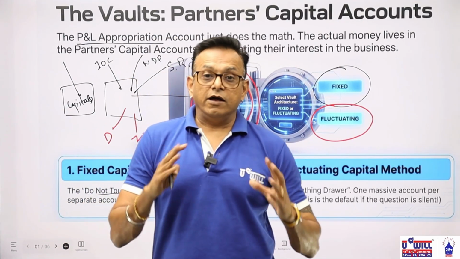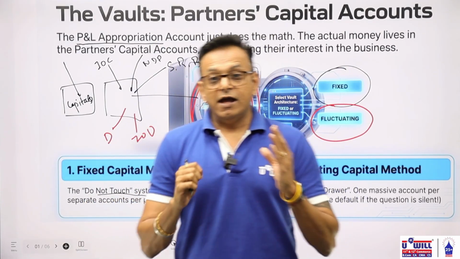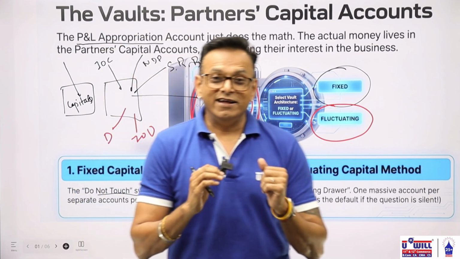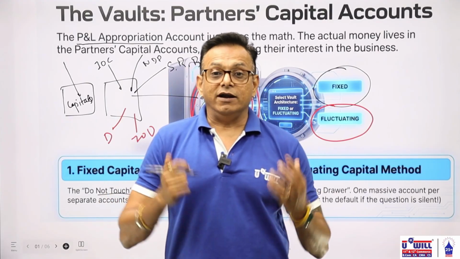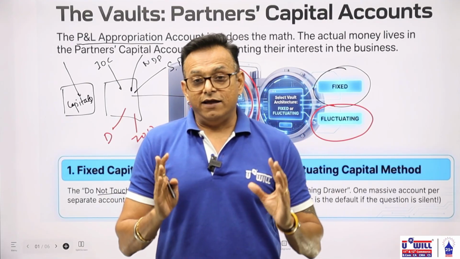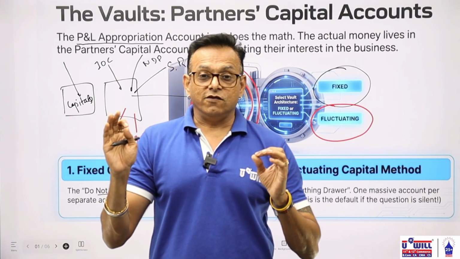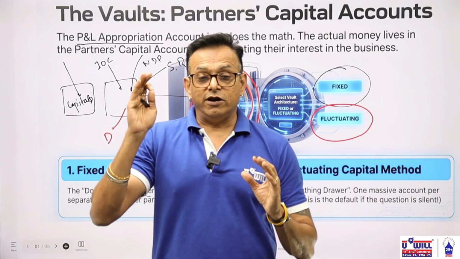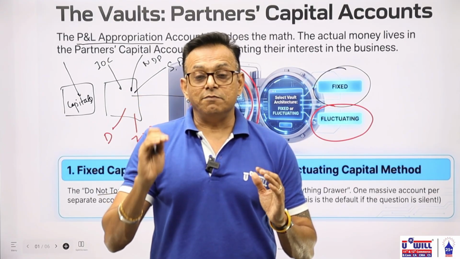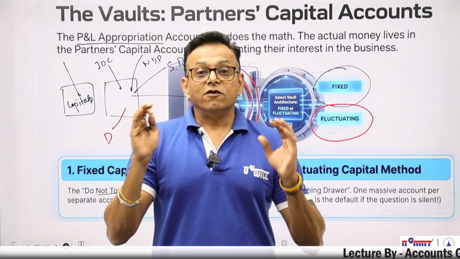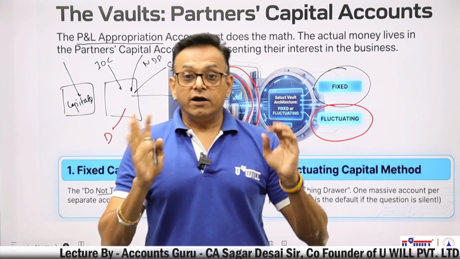So, dear students, I hope you have understood the difference between fixed capital method and fluctuating capital method and all its characteristics. Now, very important, what to do in the exam? In the exam, if the question says fixed capital balances, then all your journal entries for interest on capital, interest on drawing, partner salary, remuneration, commission, and distribution of profit will go to current account. This is a very important point. It will go to current account.